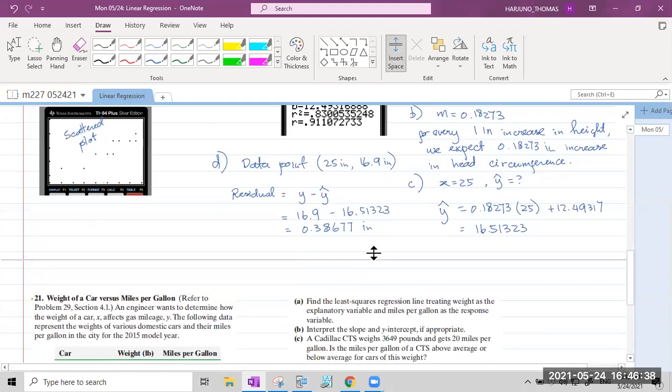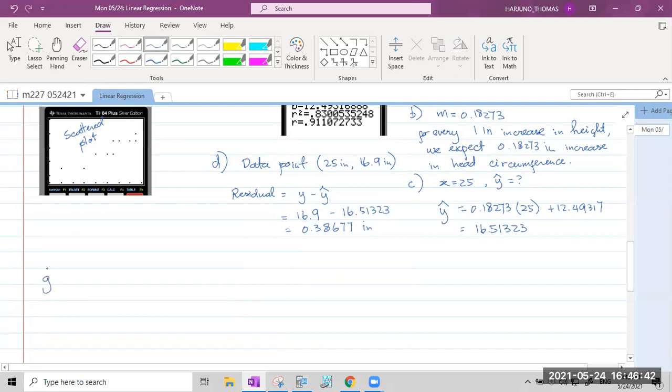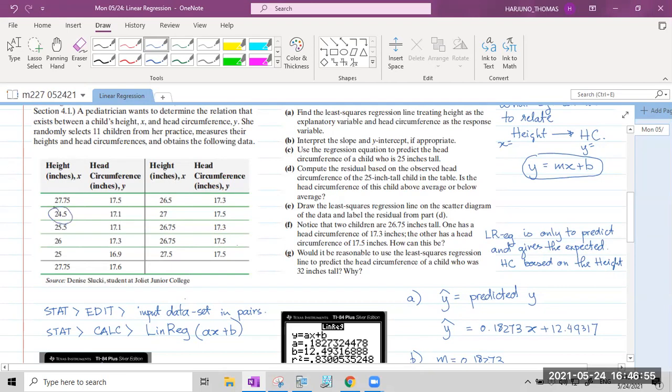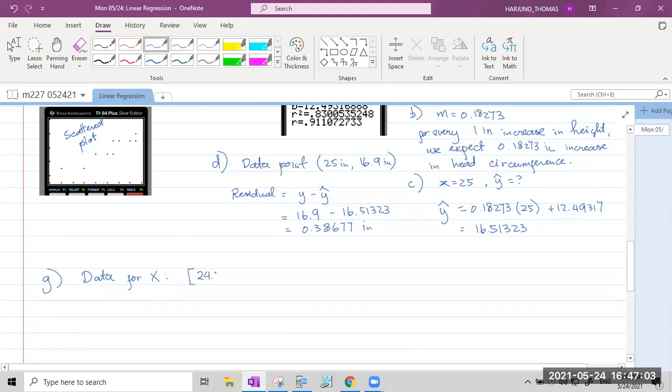Why not? Here's the reason. Part G: the data for X actually starts from the minimum, which is 24.5. The maximum is 27.75. Data for X ranges from 24.5 to 27.75. Now, we can use this linear regression equation only when the X, the height in this case, is within this interval.